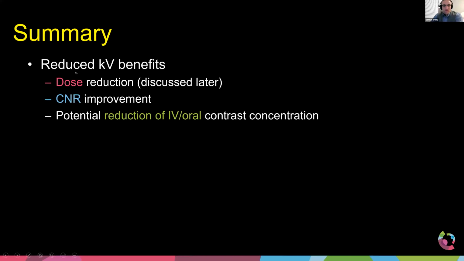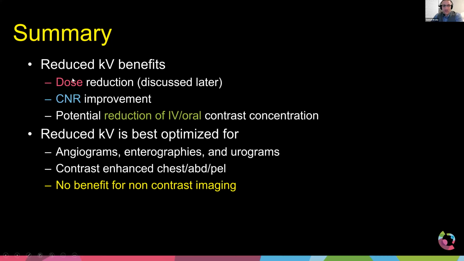Some of the benefits of reduced kV: there is dose reduction, which I will talk about, and there's CNR improvement, and there's potential for reduction of IV and oral contrast concentration. So there's a lot of benefits for going to lower kVs. There's actually probably more benefits than there are negatives.